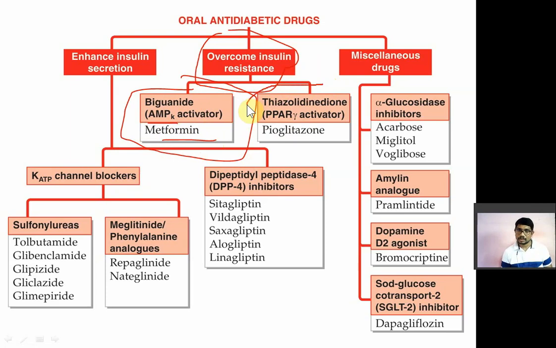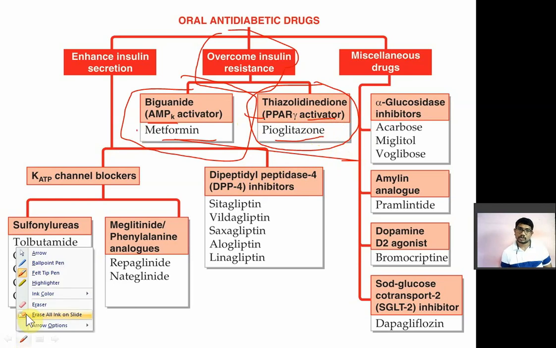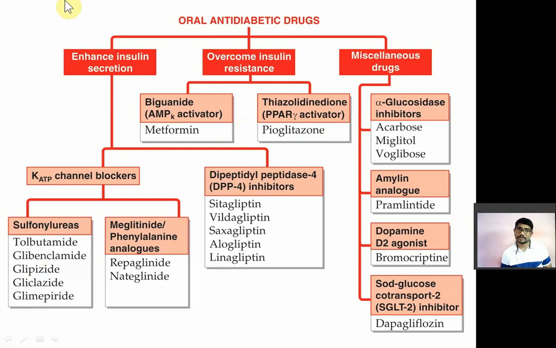The second subclass in this is nothing but the thiazolidinediones. They act by one specific intracellular receptor known as the PPAR gamma receptor. I will explain this at the end of this lecture. Now in this category you have pioglitazone and rosiglitazone. Here metformin, phenformin. Here pioglitazone, rosiglitazone. Remember that. Rosiglitazone and pioglitazone are the thiazolidinediones. Metformin and phenformin are nothing but the biguanides.